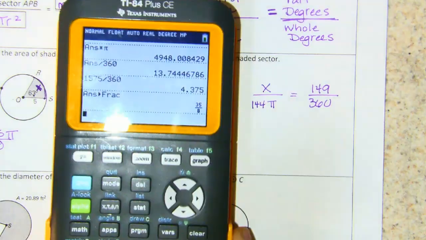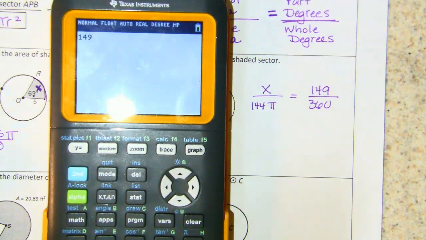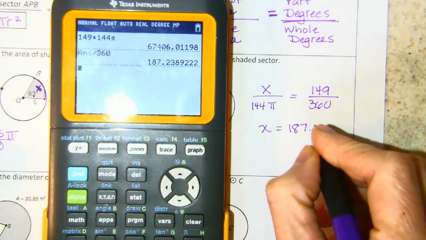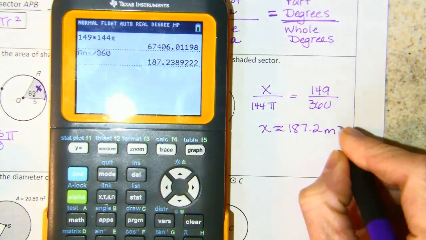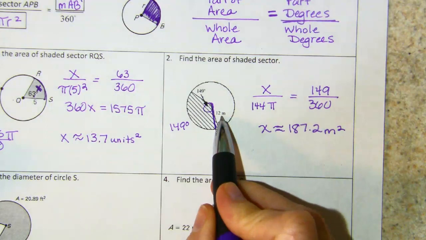Since it does not tell me to do exact, I'm going to let the calculator do all of the work. So 149 times 144 pi, divide that by 360. The area of the sector is approximately 187.2, in this case, meters squared, since it is noted in the figure.